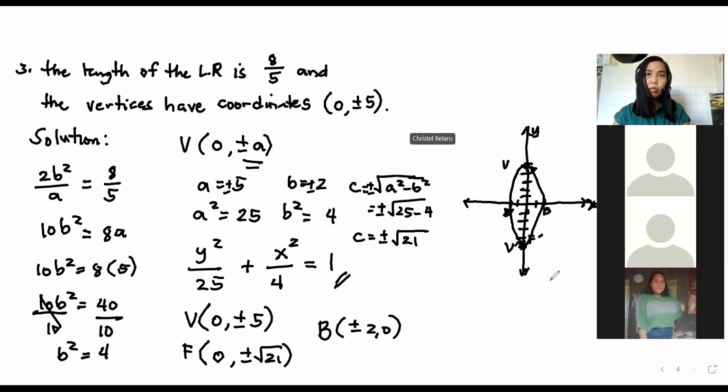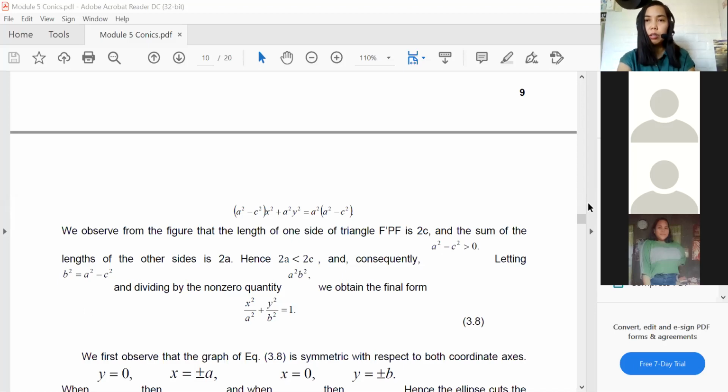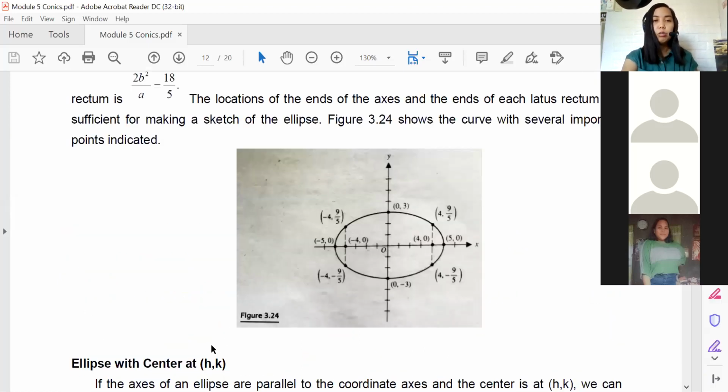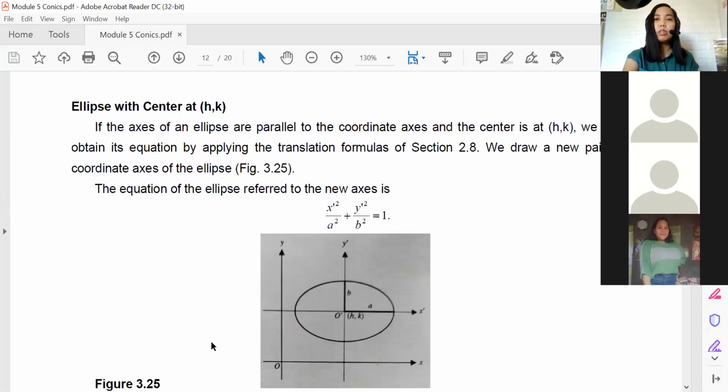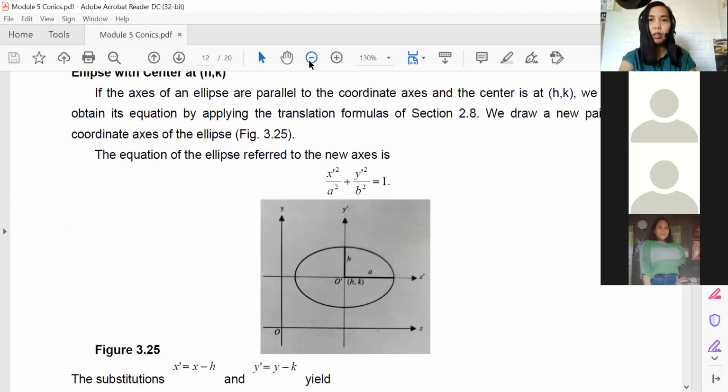Okay, so let's proceed to ellipse with center at (h, k).